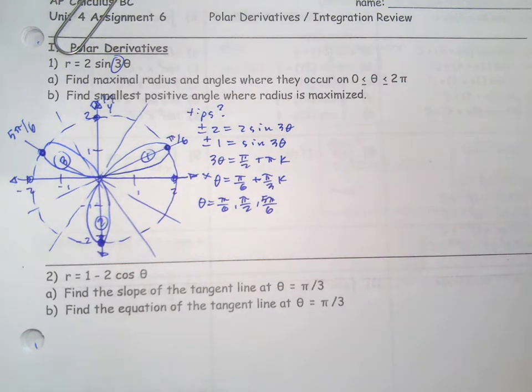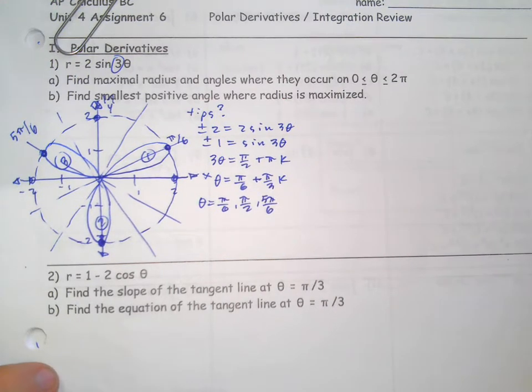Okay. So that could help us with trying to find maximum radius. Well, maximum radius is going to be 2 for sure. It's going to be the tips of the petals, and we've already kind of found these. I'm going to do the work again as if we were trying to find them, and then we're going to find the smallest positive angle with the radius maximized, which I believe is going to be pi over 6.